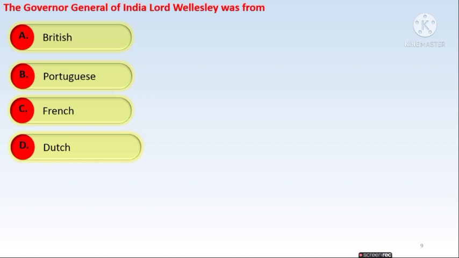The next question is, the Governor General of India, Lord Wellesley, was from British, Portuguese, French, or Dutch. Guess what is the answer? Yes, it is British. Option A is the right answer. The Governor General of India, Lord Wellesley, belongs to the Britishers. Therefore, option A is the right answer.